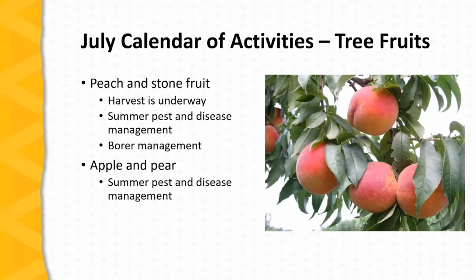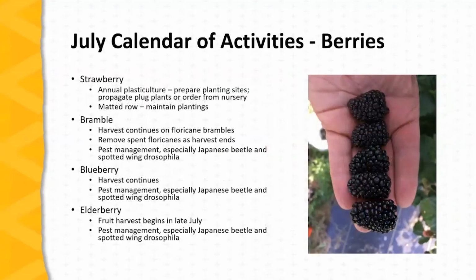With apples and pears, summer pest and disease management is very important during this period of time. With strawberries, annual plasticulture growers will be preparing planting sites at this point. If growers are propagating their own plug plants, this process will also be underway. If not propagating their own plants, you will definitely want to order your plants as soon as possible from a nursery for delivery for planting in time for plasticulture planting, which is typically done in September.